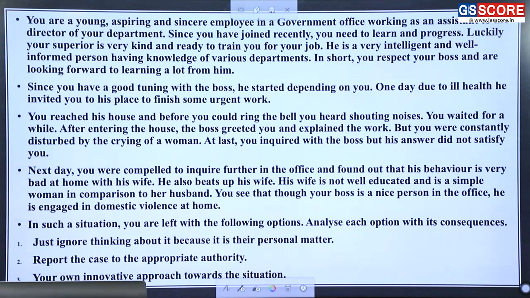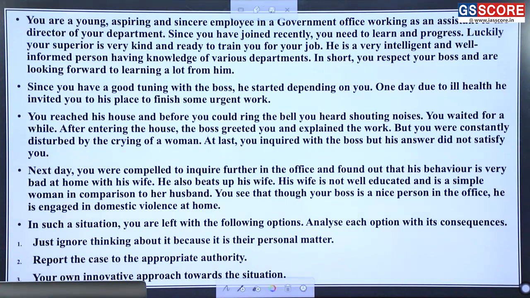The next day, you are compelled to inquire further in the office and find that his behavior is very bad at home with his wife. He also beats up his wife. His wife is not well educated and is a simple woman in comparison to her husband. You see that though your boss is a nice person in the office, he is engaged in domestic violence at home. In such a scenario, you are left with the following options.